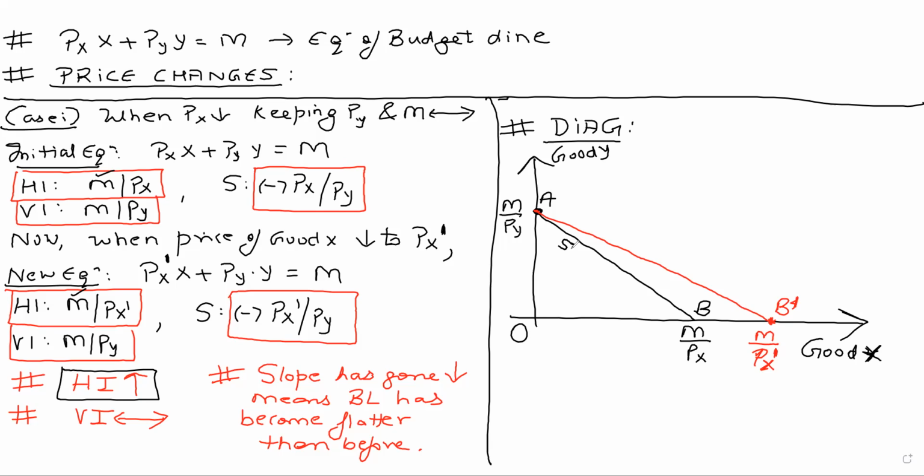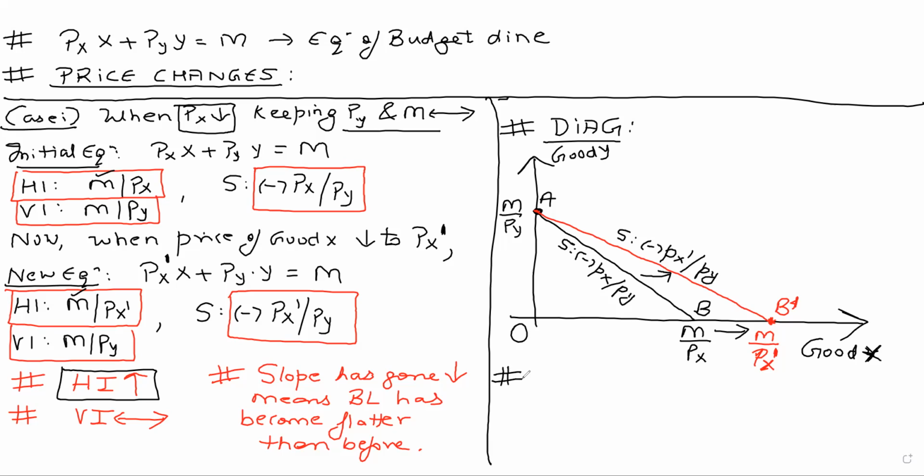Slope of the initial budget line was minus px by py. Slope of this new budget line is minus px dash by py, and you can clearly see that the budget line has become flatter than before. So guys, mathematically it is making sense. You can argue it logically also. For the same price of good Y and income, since good X price is falling, it is becoming cheaper. Since good X is becoming cheaper, you can afford to buy more of it.